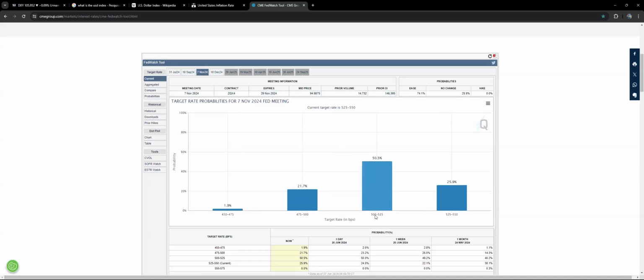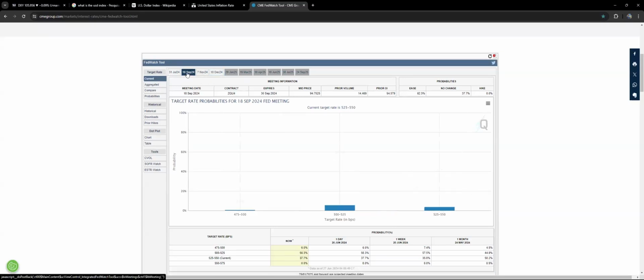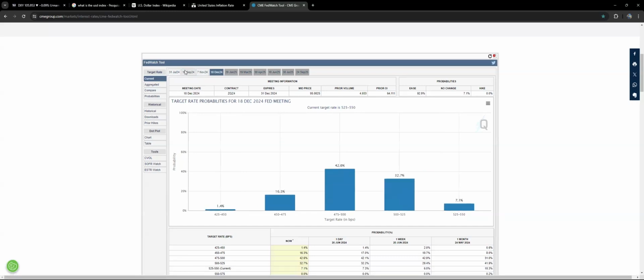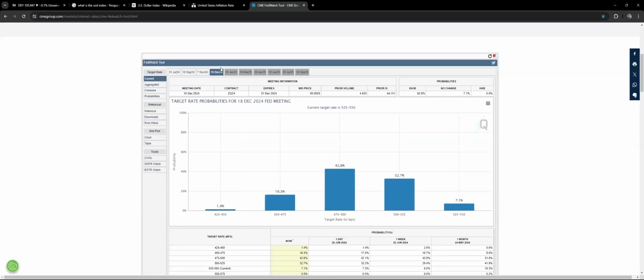And then here, they're expecting no changes from there. The current target rate is 5.25 to 5.50, all right? And then on the 18th of December, 42% of the market is expecting another 25 basis points. So still reflecting on the 18th of September and 18th of December, they're expecting a 25 basis point cut each. So we would be coming all the way from 5.25, 5.50 down to 4.75, 5%. Okay, so 50 basis points cut, so 0.5% of a cut. That's what the market is waiting for, the overnight swap rates are expecting.